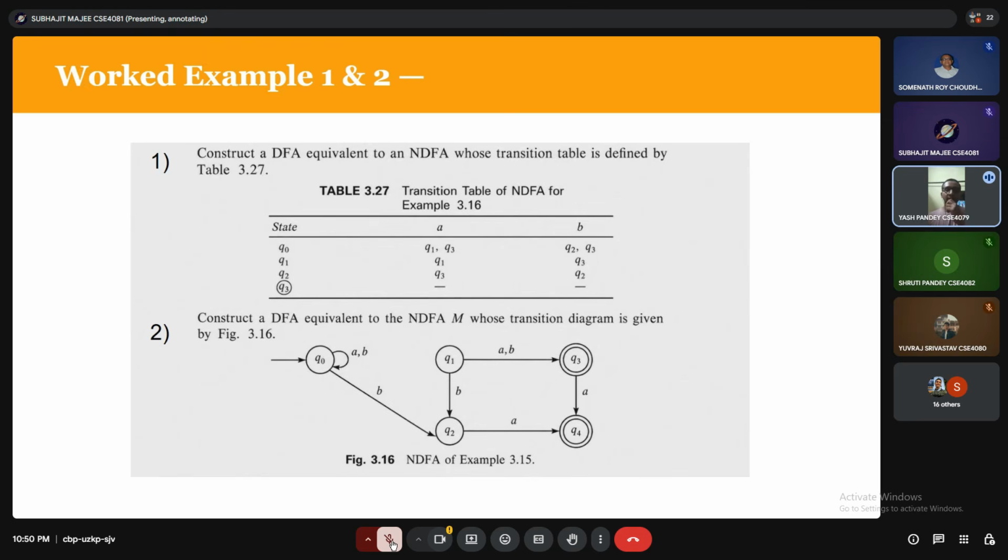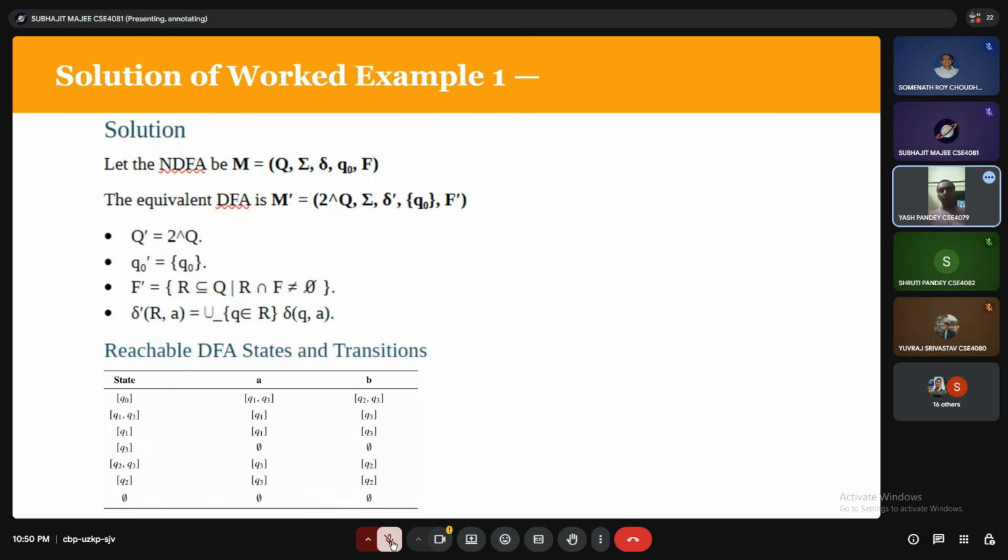As already discussed about the subset construction algorithm, to make this more concrete, we have two worked-out examples. The first problem asks us to construct a DFA from the given NFA transition table, labeled Table 3.27, which contains states Q0, Q1 and Q2, whereas the second problem asks us to do the same for the NFA represented by the transition diagram in the provided figure. So let's discuss the solutions. Please turn to the next slide.